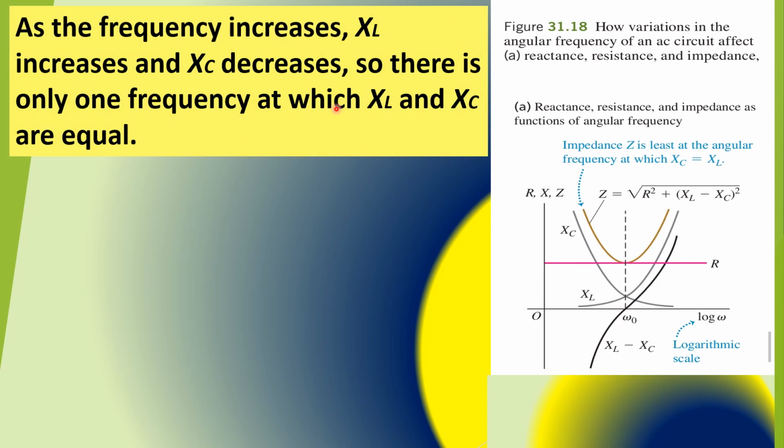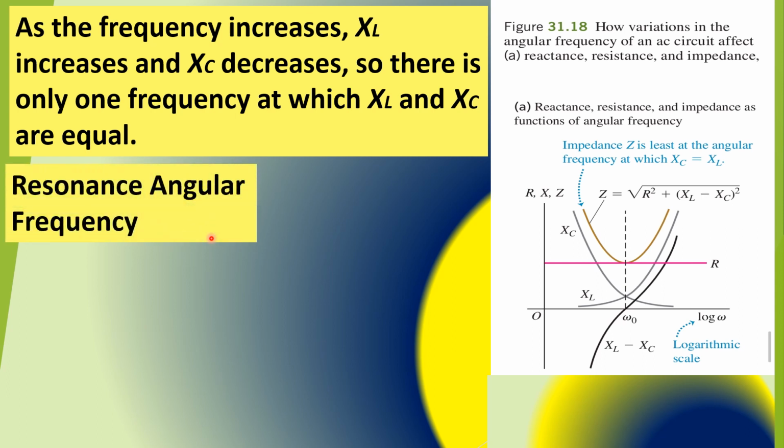And we take note that as the frequency increases, the inductive reactance X sub L increases while the capacitive reactance decreases. So there is only one frequency at which X sub L and X sub C are equal. This frequency is known as the resonance angular frequency omega naught, which is equal to the reciprocal of the square root of the product of inductance and capacitance.